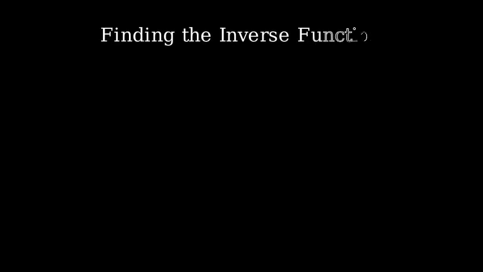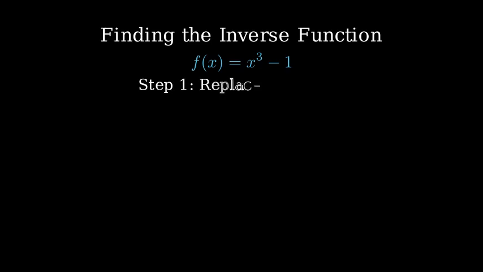Welcome. Today we'll find the inverse function of f(x) = x³ − 1 and verify our answer. Let's solve this step by step. Step 1. To find the inverse function, we first replace f(x) with y. This gives us y = x³ − 1.